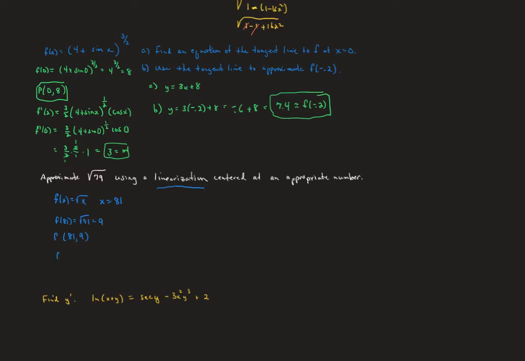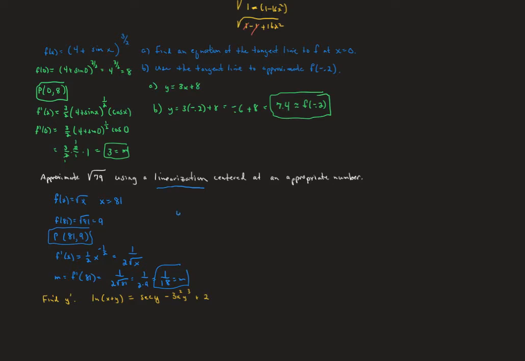We need the slope, and that's going to come from the derivative. So taking the derivative of x to the 1/2 is going to be 1/2 x to the negative 1/2, which is 1 over 2 square root of x. So our slope is going to be that derivative evaluated at our x value, which is going to be 1 over 2 times the square root of 81, which is 1 over 2 times 9, which is going to be 1/18. So now we have our slope and our point.